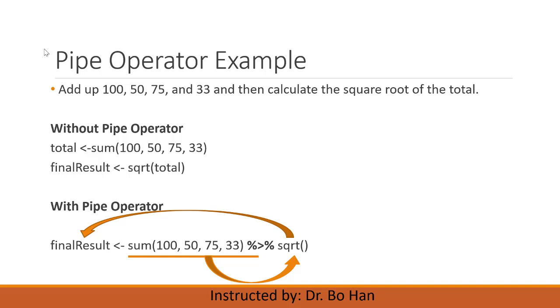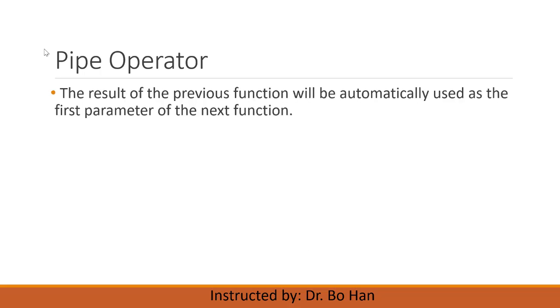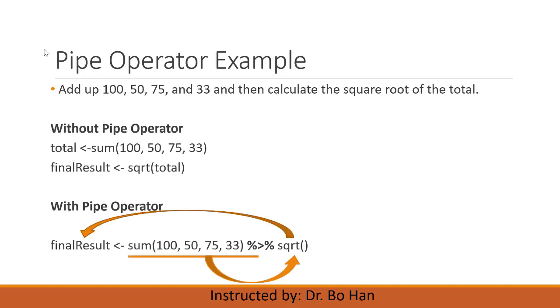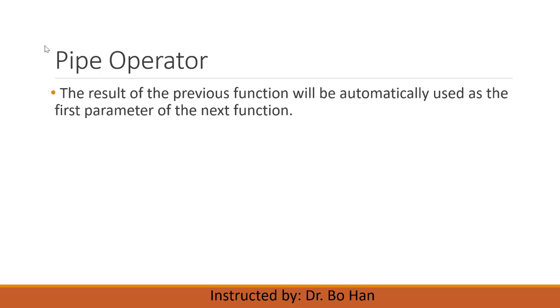Remember this key feature of the pipe operator. Why do I say the result from the previous function will be used as the first parameter of the next function? The reason is, in the future, you will meet some functions with multiple parameters. No matter how many parameters the next function has, the pipe operator always gives the result from the previous function to the next function as the next function's first parameter.